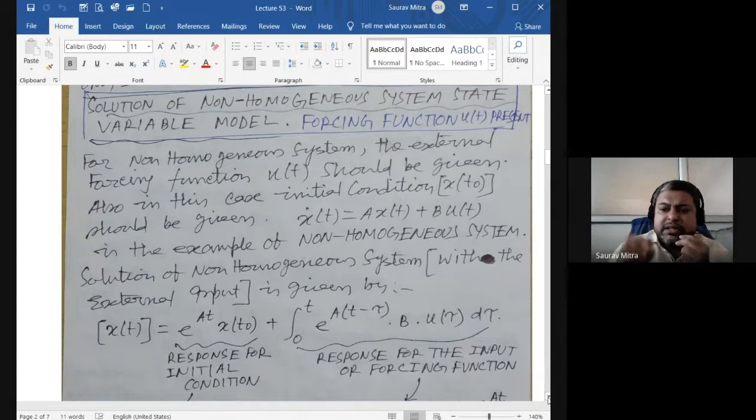No books, only some numerical you can take. You can just find out what e raised to at is, just multiply and do integration and all, and you will find.